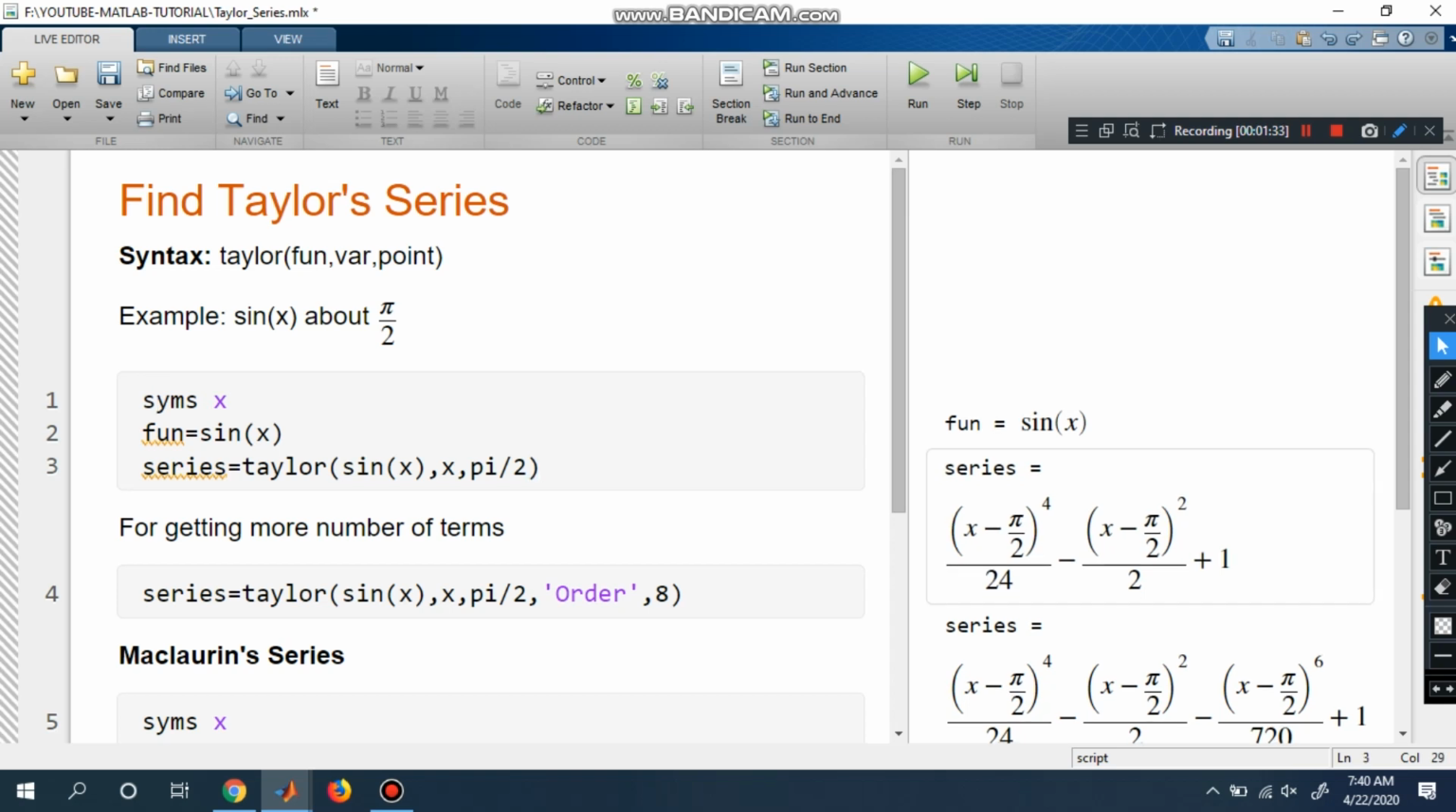See, this is the syntax in MATLAB, and this is the output: (x minus pi by 2) to the power 4 by 24, minus (x minus pi by 2) whole square by 2, plus 1.